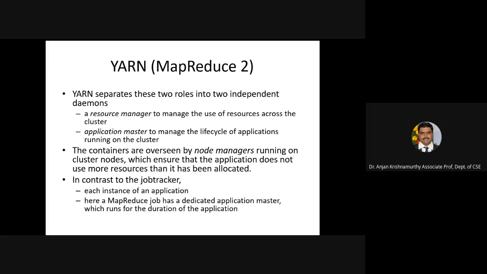So after the execution of this YARN, you can see that the node manager running on the cluster node makes sure that the application does not use more resources than what is allocated. The job tracker, for instance, is an instance of an application. Here, the MapReduce jobs are dedicated to each MapReduce master. These are some of the examples of how YARN deals with MapReduce 2.0.